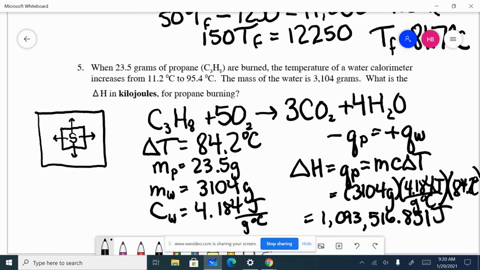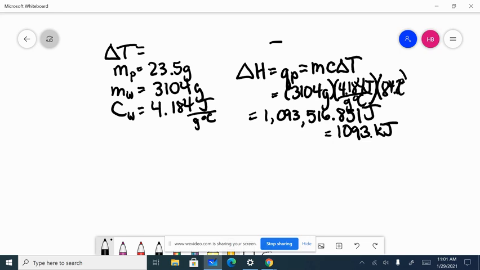This is joules, so when I answer in kilojoules and I'll round to 3 sig figs, I get 1093 kilojoules. And that's my final answer. Okay, nope, just noticed that I actually rounded wrong. So it's 1094 kilojoules. Sorry about that.